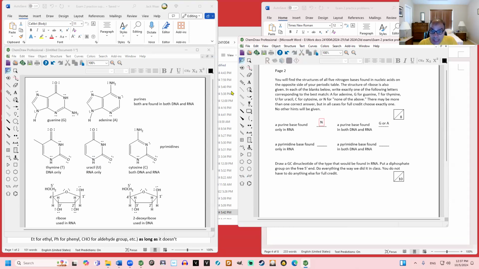And then we have a pyrimidine base found only in RNA. Like we said, that would be uracil. If it had instead said a pyrimidine base found only in DNA, we would put thymine. But uracil is the one that's found only in RNA. And then we have a pyrimidine base found in both DNA and RNA. That would be cytosine. Cytosine is found in both DNA and RNA.